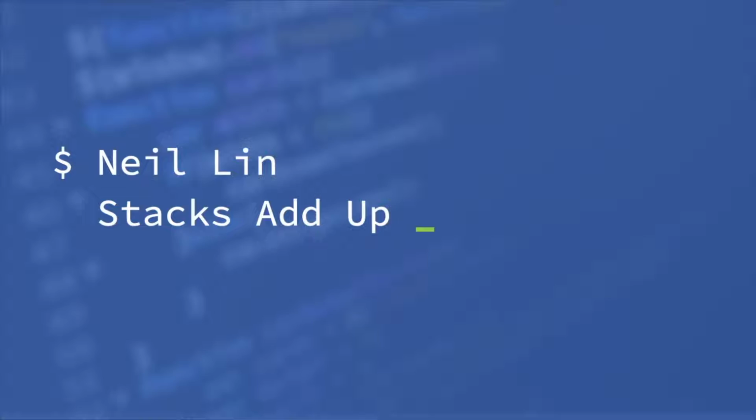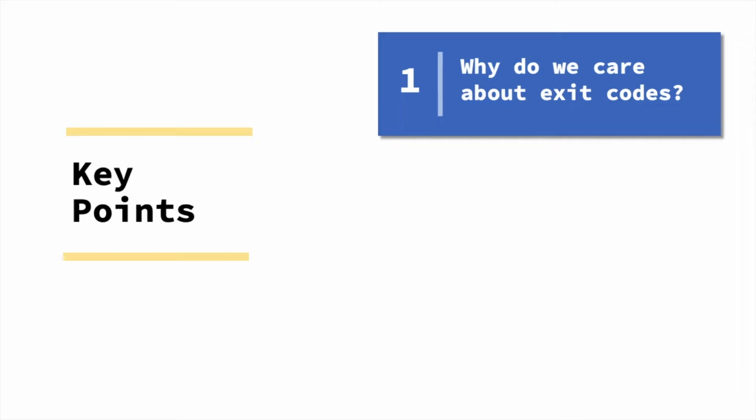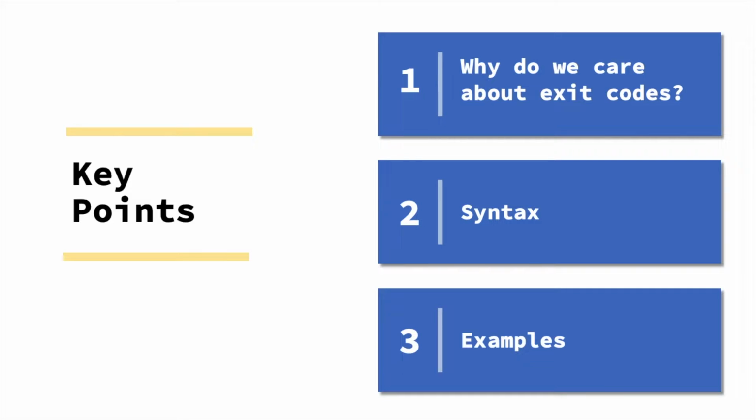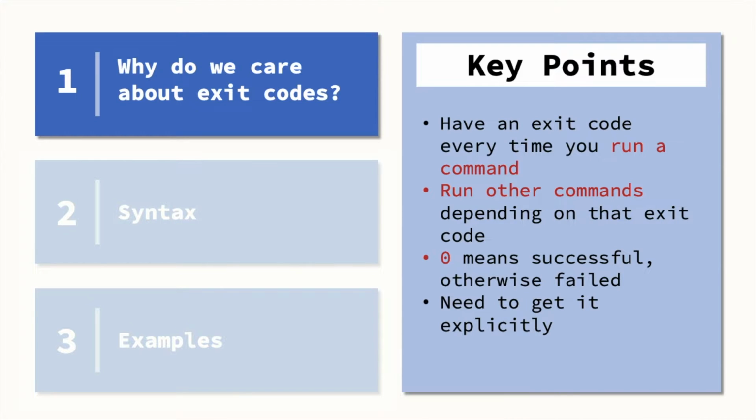Let's jump into it. Okay, I'll explain why we need to care about exit codes. When will we get one, and what can we do with that? The next step is the syntax, where I'll show you how to get the exit code and the operators to work with it. Finally, of course, are examples. You'll see some usual ways of using exit code to enhance your control flow. So let's get started. The first section is, why do we care about exit codes?